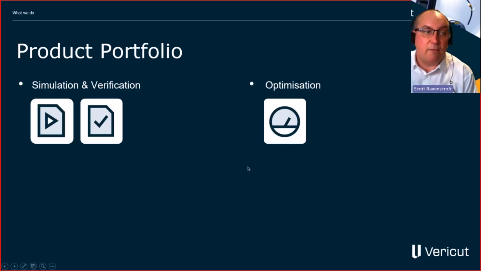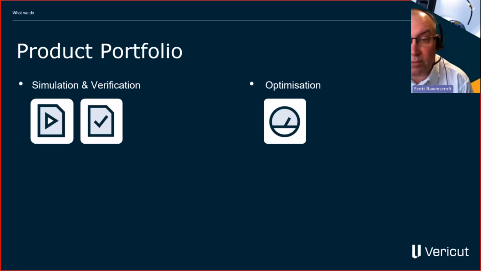So a bit about Vericut and Vericut Optimizer and where this product's come from and what we're going to be showing you and talking to you about this morning. Vericut's really renowned and known for G-code simulation and verification software. But we've also had optimization technology available for quite some time.